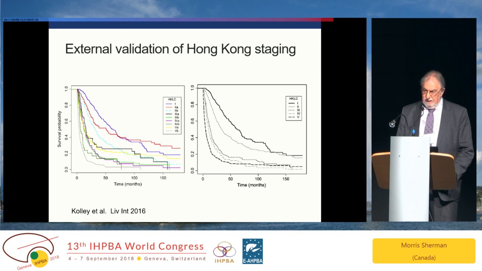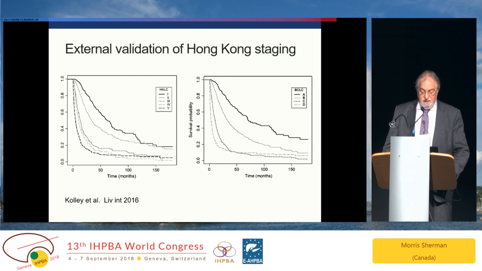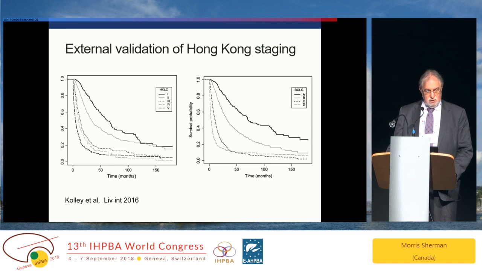So the external validation of the Hong Kong system in a properly conducted study is still lacking. And even when you compare the 5 Hong Kong stages to the BCLC stages in the same cohort, you can see that the BCLC gives good separation between stage A and B, but in this particular case, C and D does not separate out well.